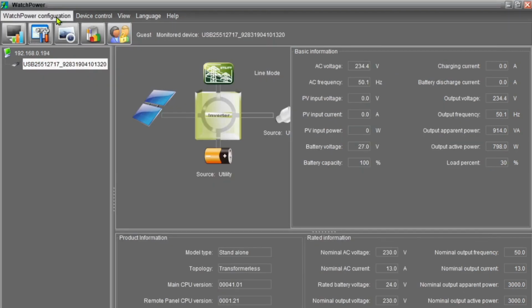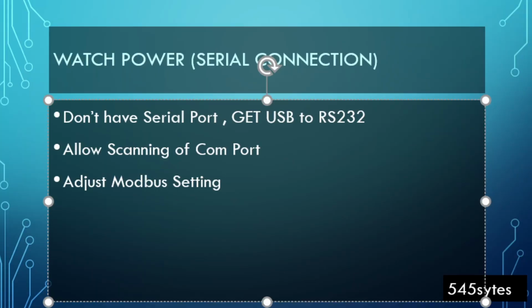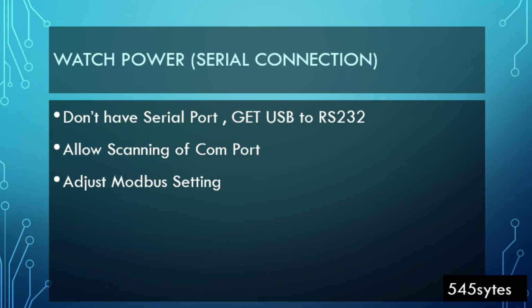The problem arises when we want to use the serial port, so let's have a look at that too. If you don't have a serial port, because serial ports are generally available in desktops but not in laptops and notebooks, you need to get a USB to RS232 converter. It's very cheap, available for $3 to $4.